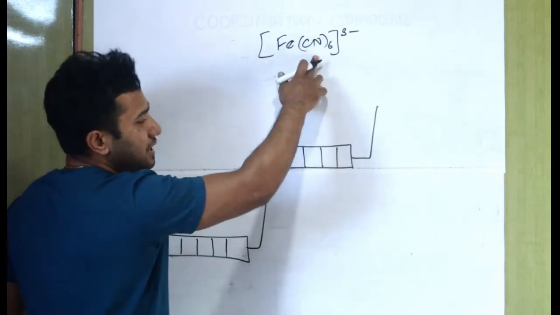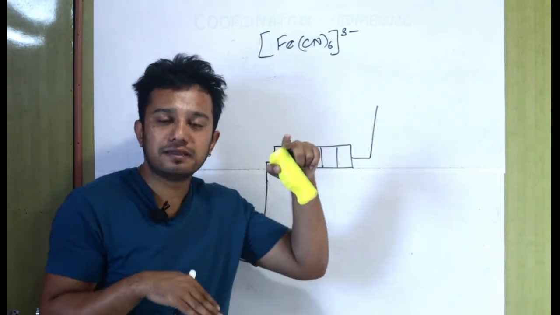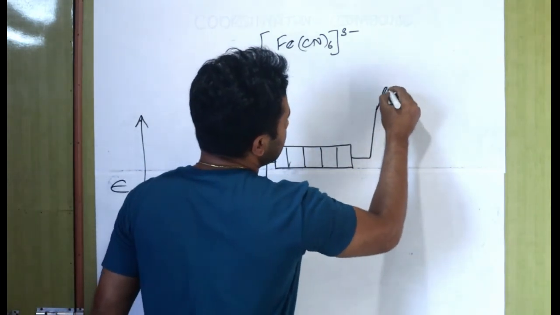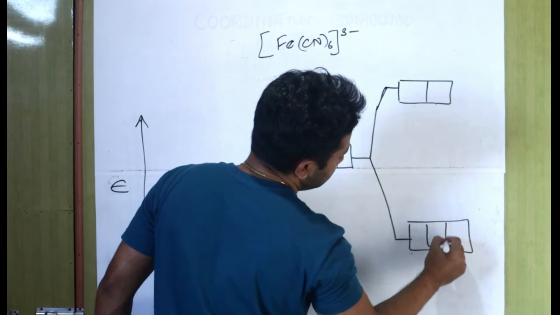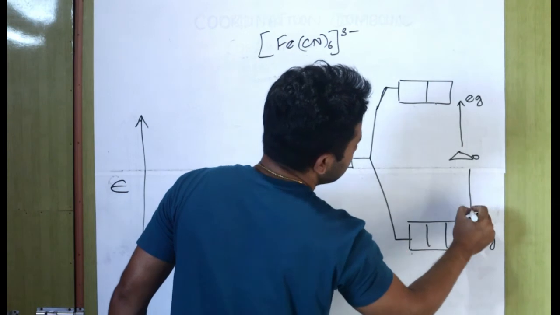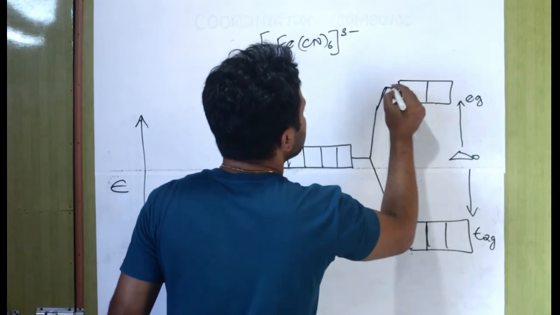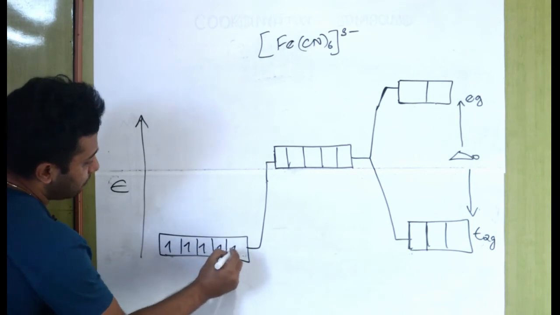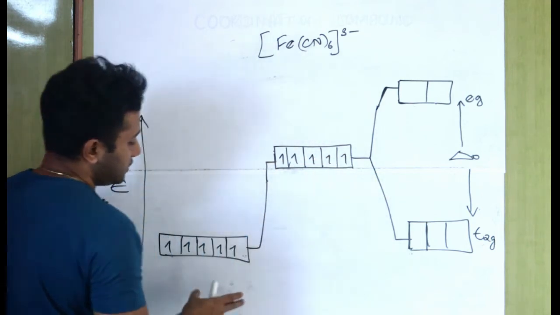Here, CN is a strong ligand. Previously I have said that if it is a strong ligand, delta naught will be larger, so the energy gap will be larger. Here we have Eg, and here we have T2g, and this is our Eg. In d we have 5 electrons, 1, 2, 3, 4, 5. Here also 1, 2, 3, 4, 5. This is in the ground state.